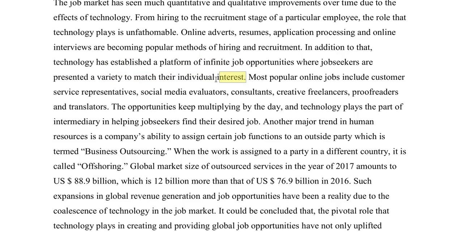That means job seekers, people who are in search of a job, they can find a job from millions of jobs available to match their interest. That is, due to this technology, people can find a job that they like. Simply a job that they are interested in doing.